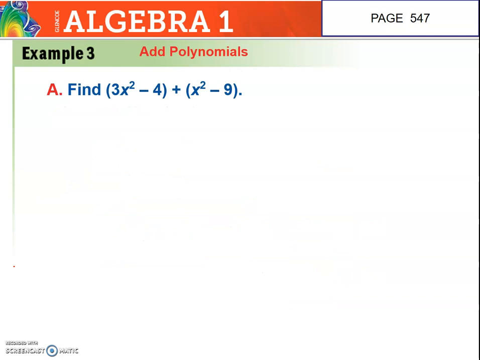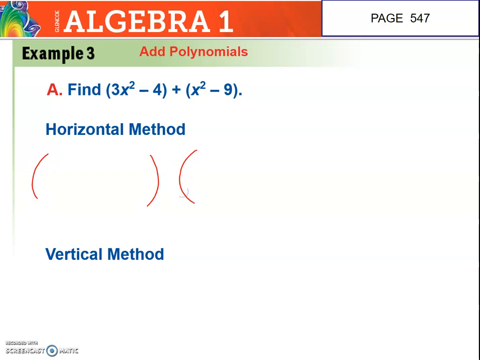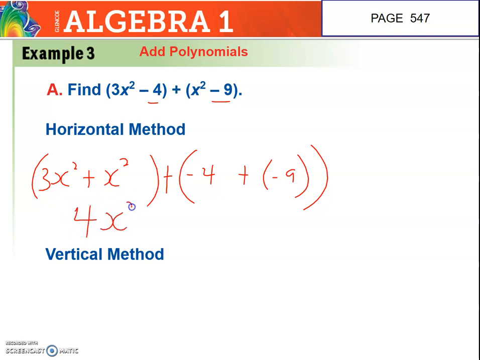So let us look at this. We can use different ways of solving, the horizontal and the vertical. So the horizontal, we have two terms for each. So 3x squared plus x squared. And the next one, so our plus comes in between. We have minus 4 and minus 9. So minus 4 plus minus 9. Now this 3x squared plus x squared will give us 4x squared, and minus 4. Now positive and negative, we have negative. So minus 4 minus 9 will give us minus 13.